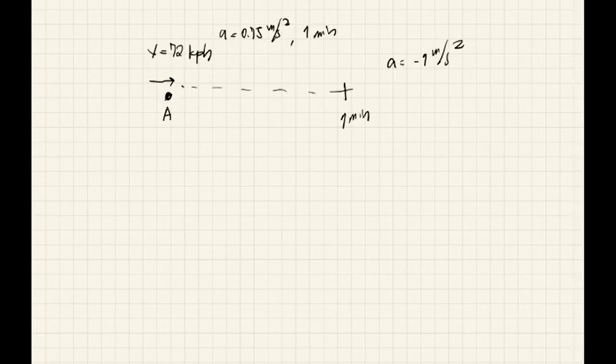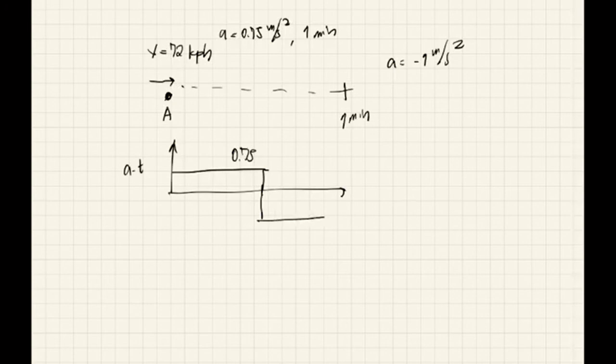Okay, so tignan natin. Kung i-drawing natin yung acceleration time graph niyan, ganito. For the first 1 minute, acceleration niya is 0.75. Tapos, for the next 1 minute ulit, deceleration niya is -1. Okay? Constant. Hindi siya varying.